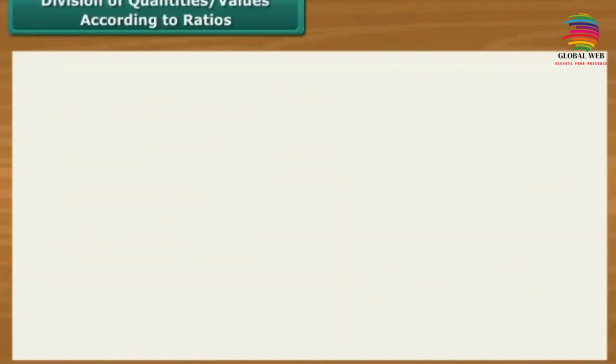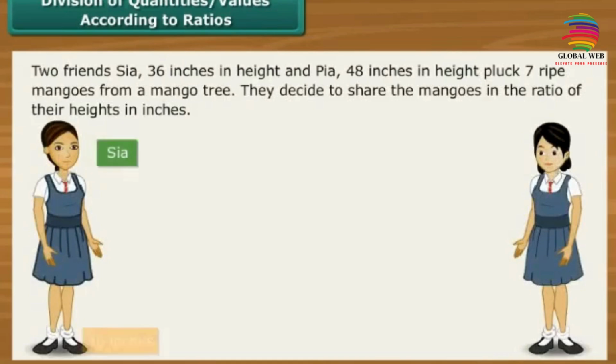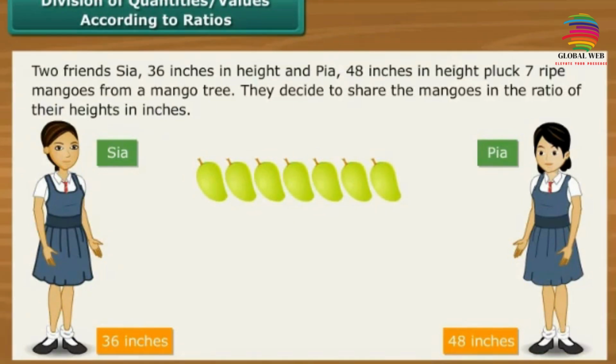Division of quantities, values, according to ratios. Let us now use ratios to divide quantities and values. Two friends, Sia, 36 inches in height, and Pia, 48 inches in height, pluck 7 ripe mangoes from a mango tree. They decide to share the mangoes in the ratio of their heights in inches. How many mangoes will each friend get to eat?